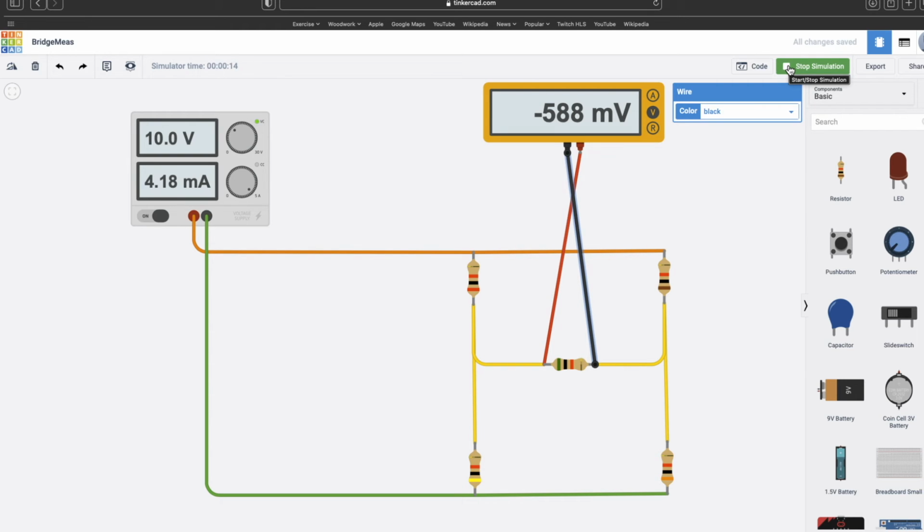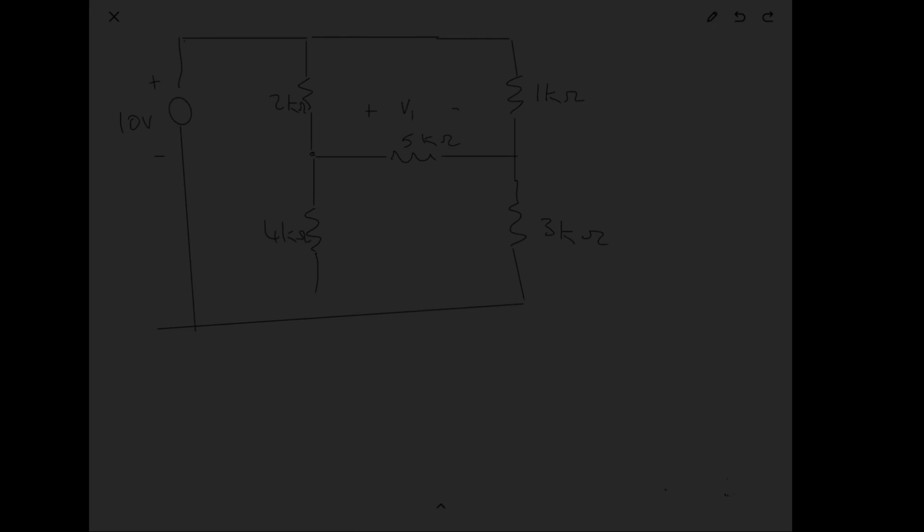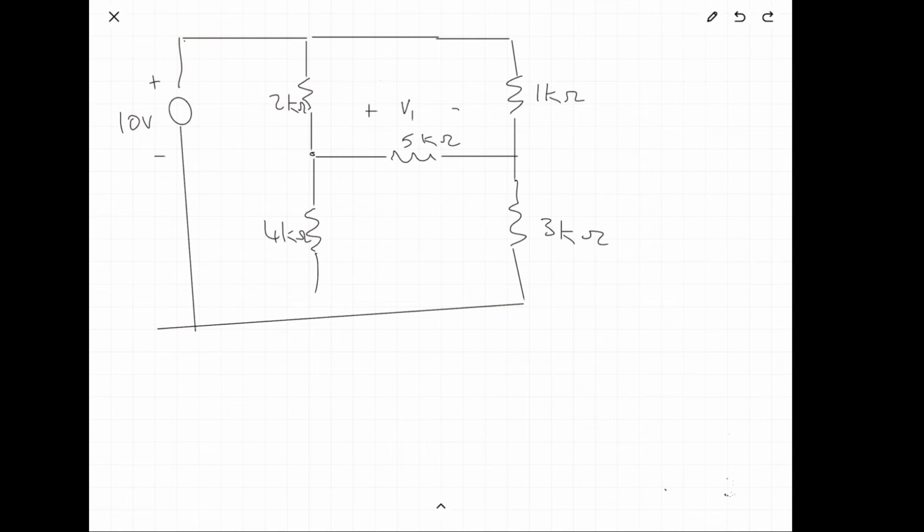So let's just record that now. I'll show you how to record it. As I'm recording it, we had negative 588. Rather than putting millivolts, I'm actually going to put times 10 to the minus 3 volts. So V1 would be negative 588 times 10 to the minus 3 volts.